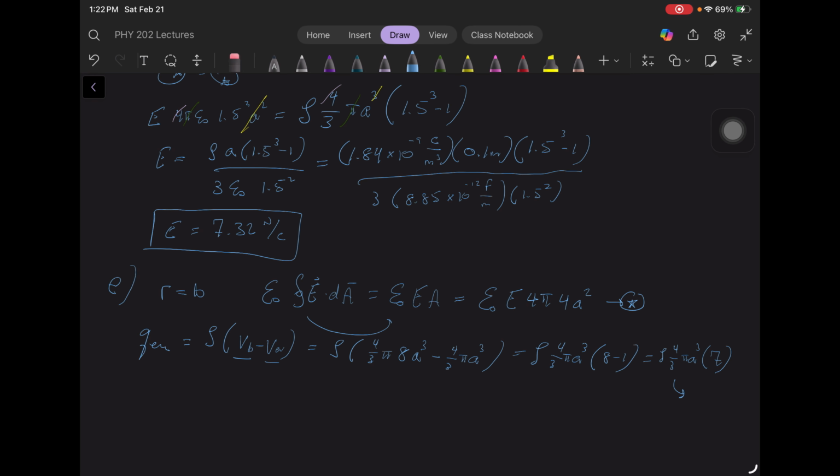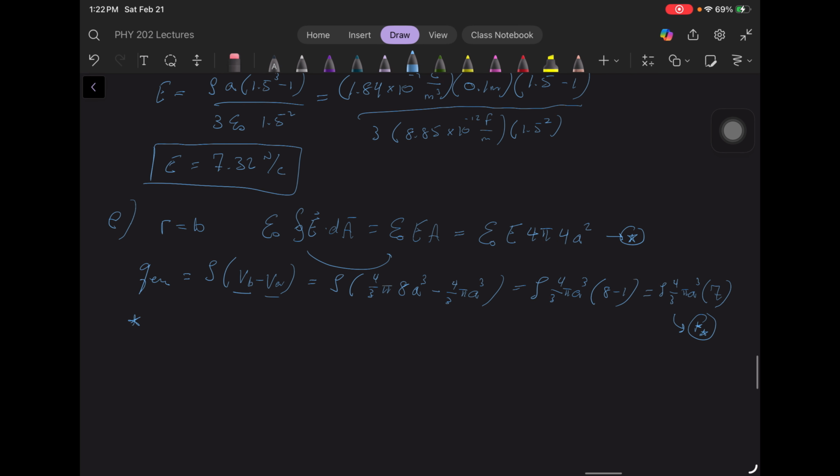And so we'll call this star star, and we set star equal to star star. And we get epsilon naught E times 4 pi times 4a squared. Right, and I didn't multiply the 4's together because I know we have a 4 pi on the other side that's going to cancel out. Then a 7. Like, that just looks so out of place to me.